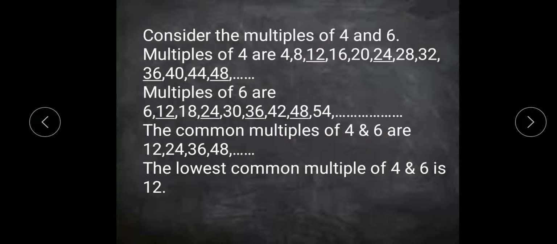Now, as you can see, 12 is common to both 4 and 6. You can see 24 is common to both 4 and 6. So the multiples which are common to both 4 and 6 are 12, 24, 36, 48 and so on. Now, the smallest, the lowest common multiple, is 12. So 12 is the lowest common multiple of 4 and 6, or we can say that the LCM of 4 and 6 is 12.